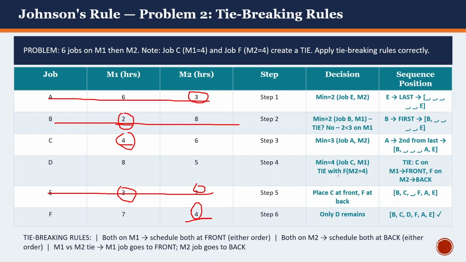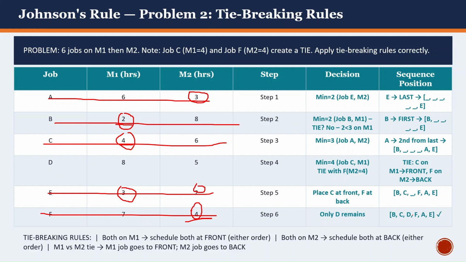Now job C at M1 ties with F at M2, both equal to 4. C on M1 and F on M2 are the remaining ones. In that case, since it is on M1, because we have to process on M1, we'll process C on M1 and F on M2. So C will start after B and F will go on M2, that is E A F. For M2 we give in reverse fashion, and for M1 in the forward direction. The remaining is D, so once we schedule all this, only D remains, and that will come in the middle.